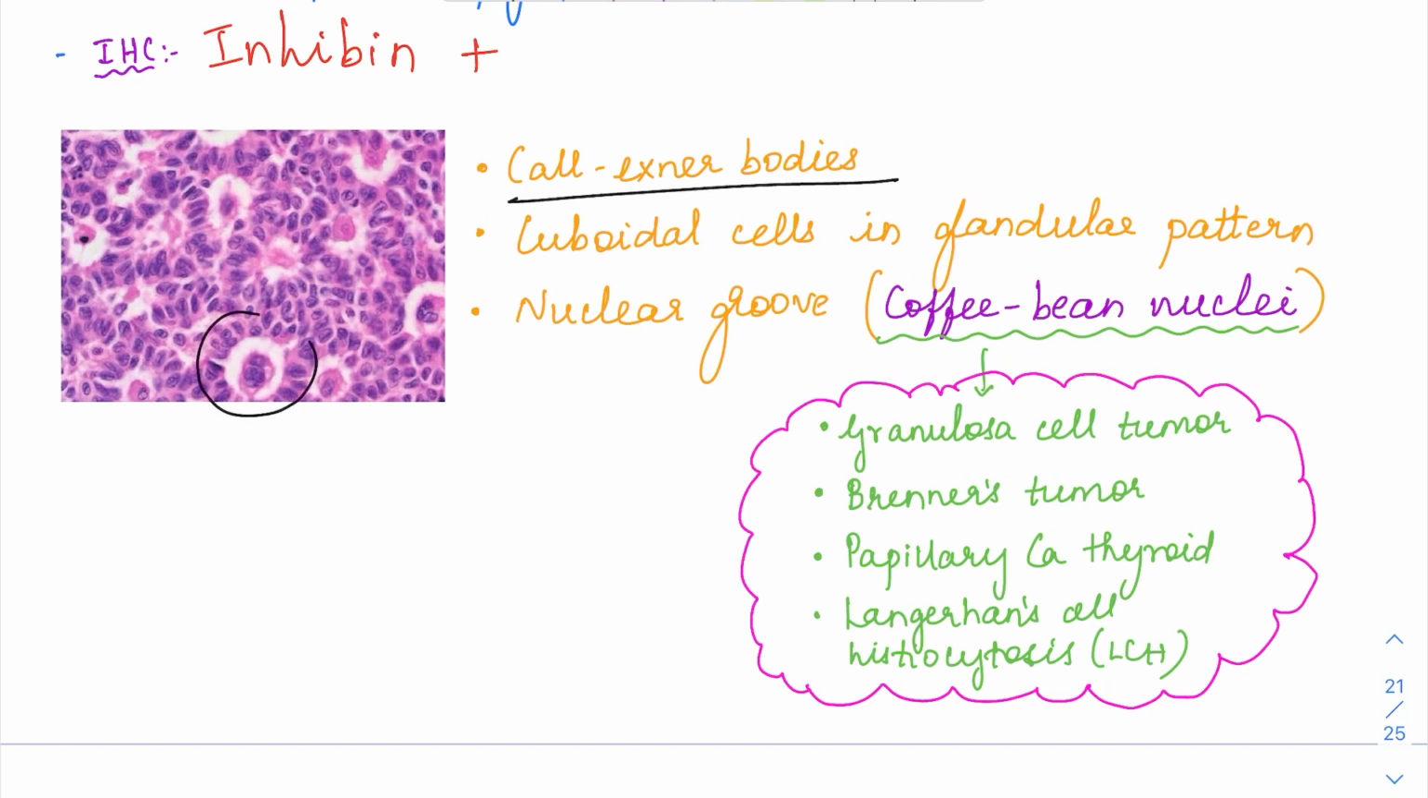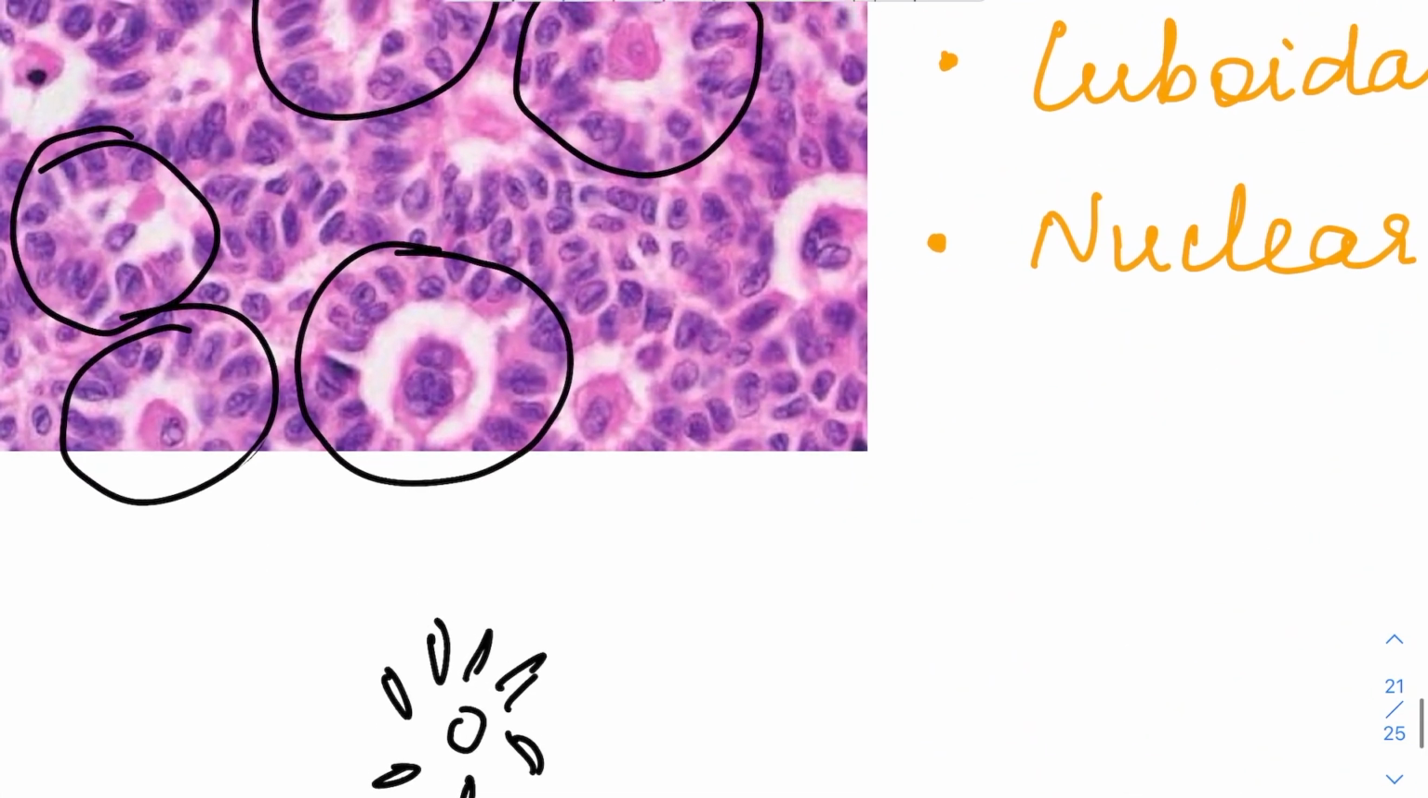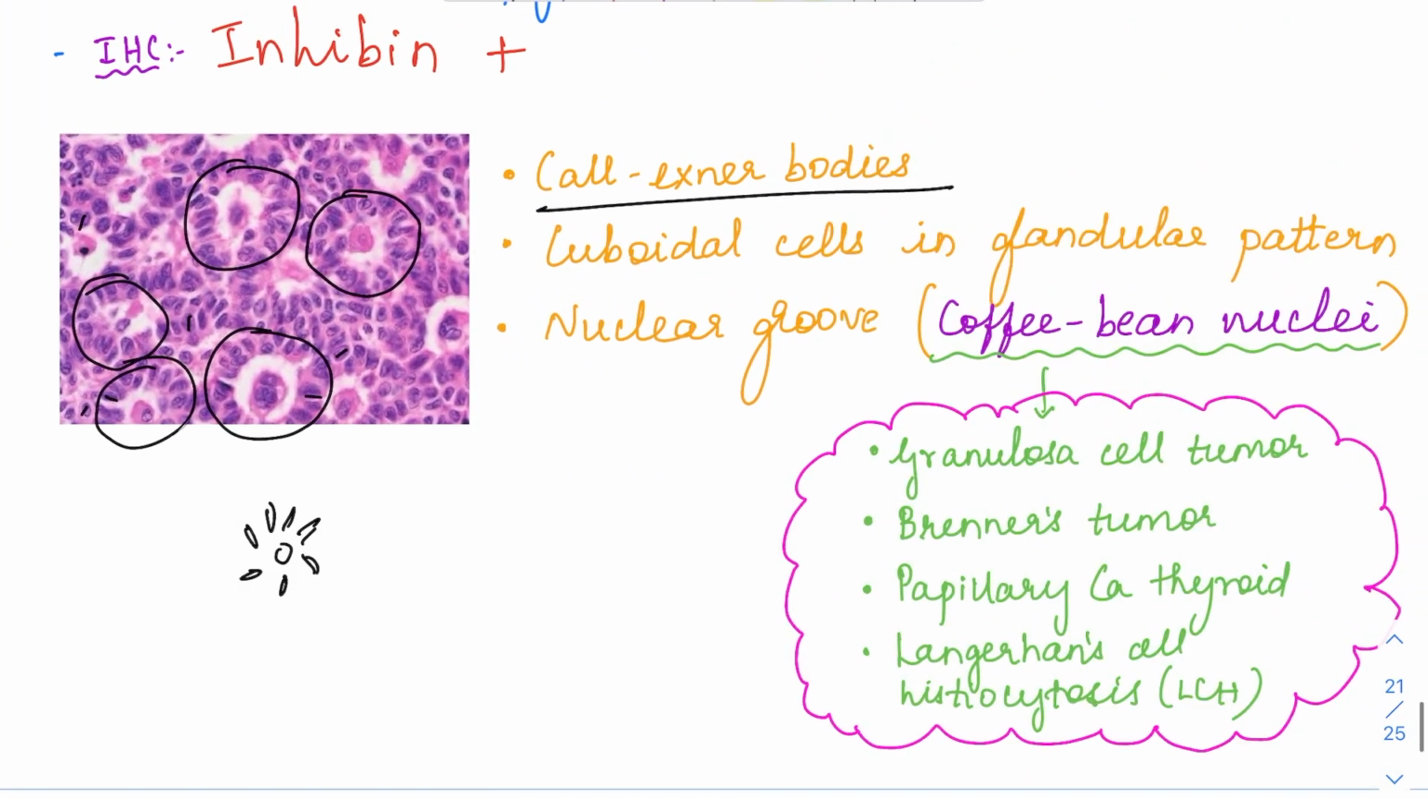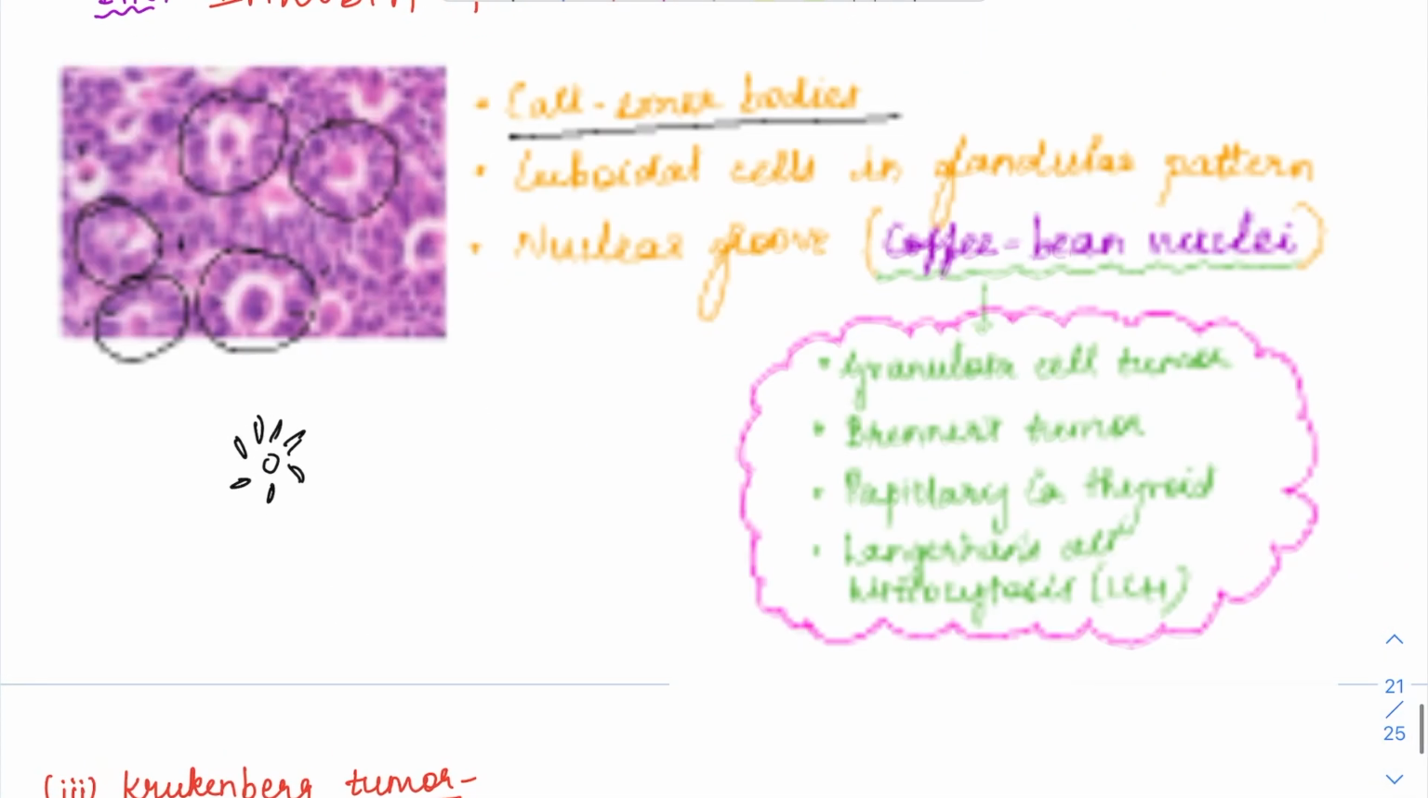These form a rosette kind of appearance. Tumor cells are seen arranged around some central pink material. There is pink material surrounding which there are cells arranged perpendicular to it. So, it appears like a rose, right? It is called the Call-Exner body, and this nucleus again is going to have a nuclear groove. If you see here, it is all having some nuclear grooves. So, this again is going to be called a coffee bean nucleus.